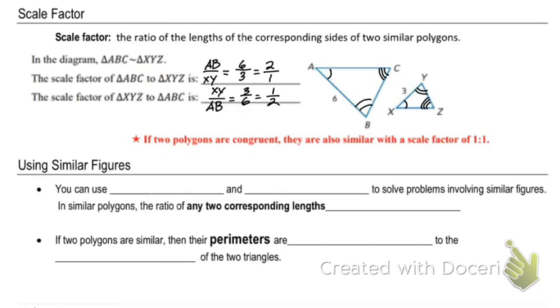Little star there. If two polygons are congruent, they are similar. It's just their scale factor is 1 to 1. So two things that are congruent are automatically similar. So if I ask you to show me something is similar and you show that they're congruent, you showed me they're similar as well.